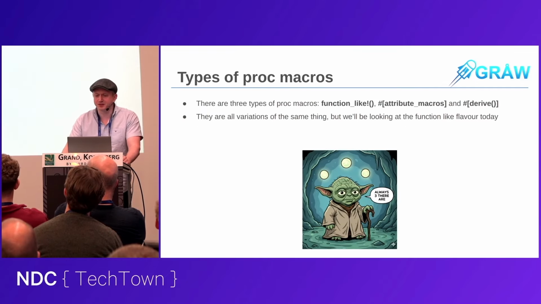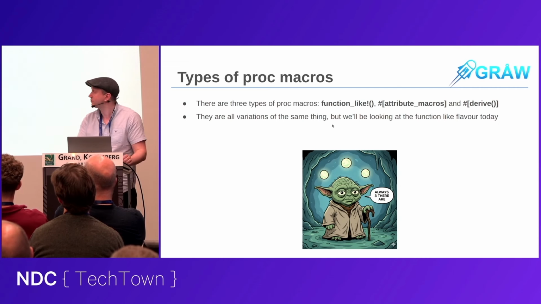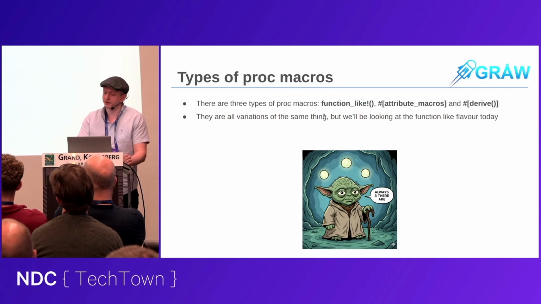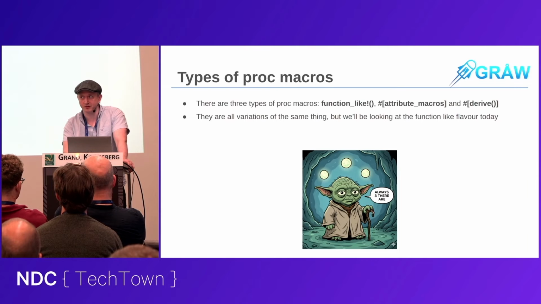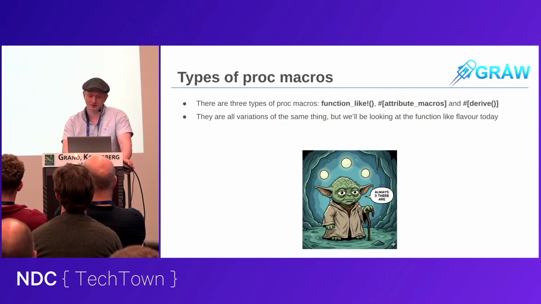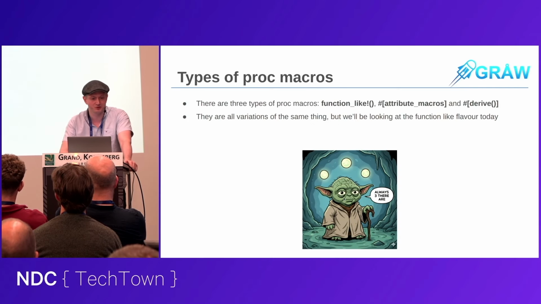And there are three types of procedural macros. There's function-like, which is what we will be talking about today. There's attribute macros and derive macros. You probably know derive macros the best. And as Yoda said, always three there are. Interestingly, the AI got the number of fingers correct. So they have 3 fingers. But the quote is originally always 2 there are. So it's a funny thing how it manages to understand the world.